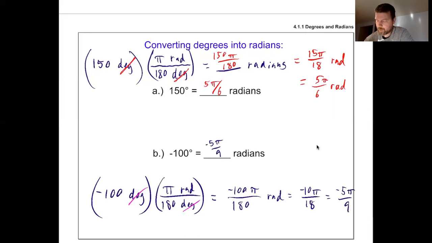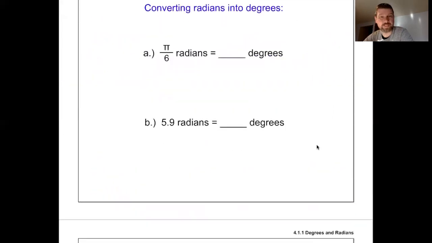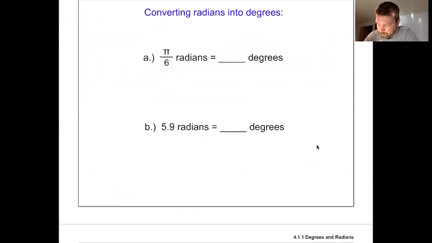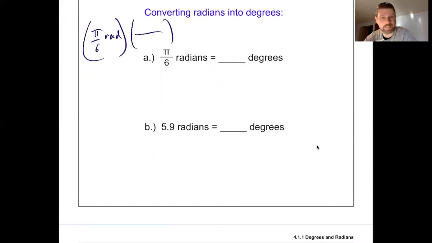All right, let's try it the other way around. Converting radians to degrees, same type of thing. I've got pi over 6 radians. I want to change that to degrees, so I've got to multiply it by a conversion factor, but this time I've got this label of radians that I want to get rid of, so I put that in the denominator so that they cancel out. And I want it to turn into degrees, so I put degrees in the numerator. There are 180 degrees in pi radians, so I multiply by that. That label of radians cancels out, and I'll be left with just a label in degrees.